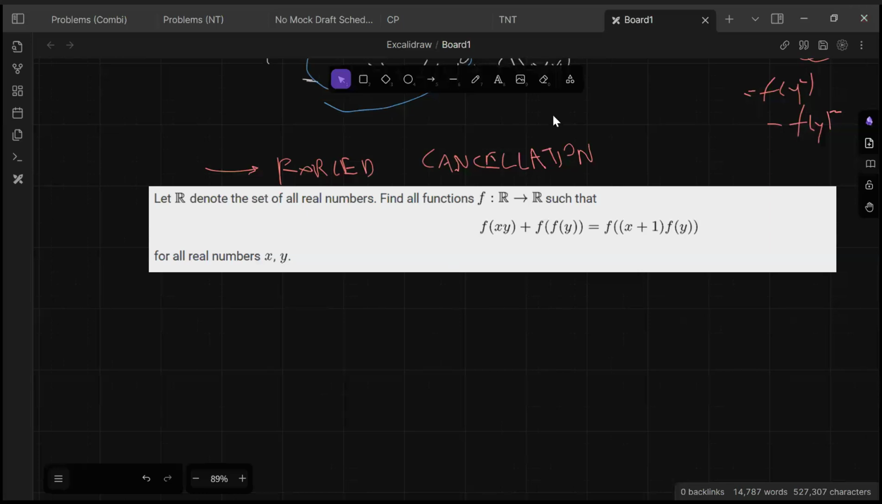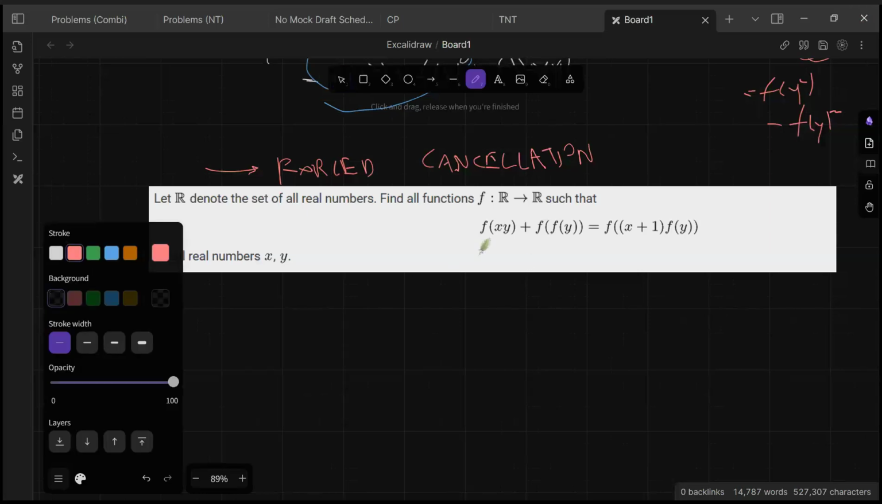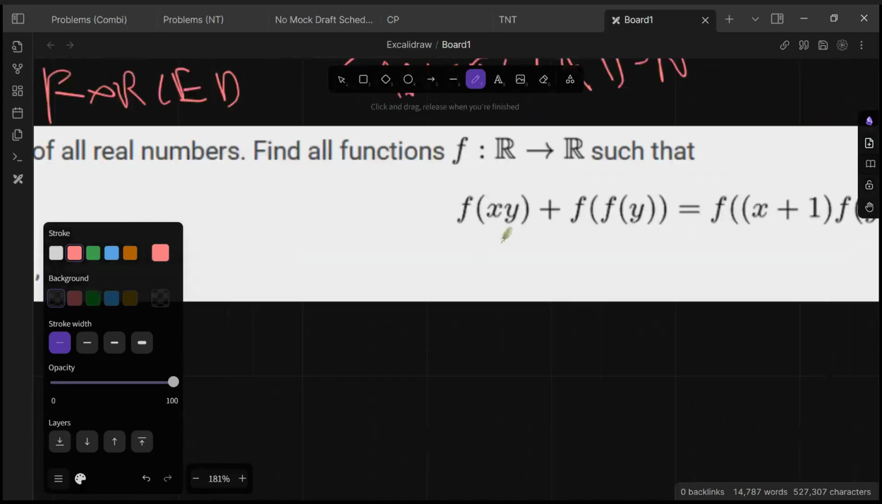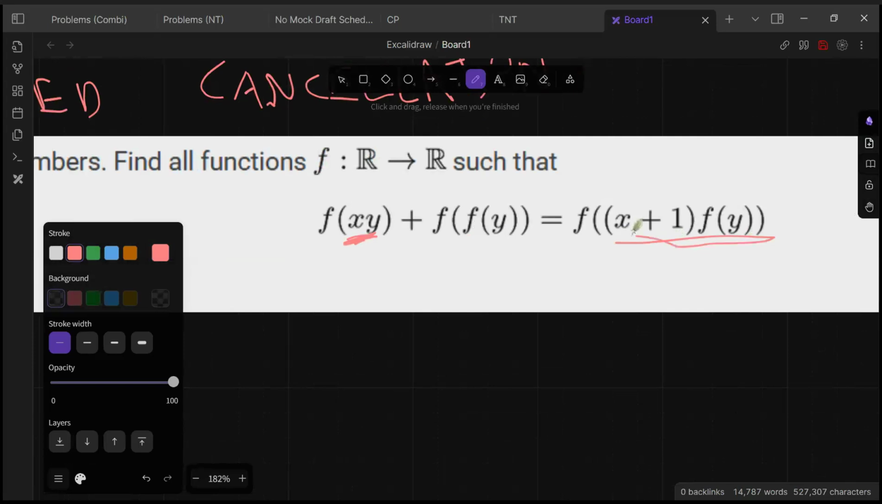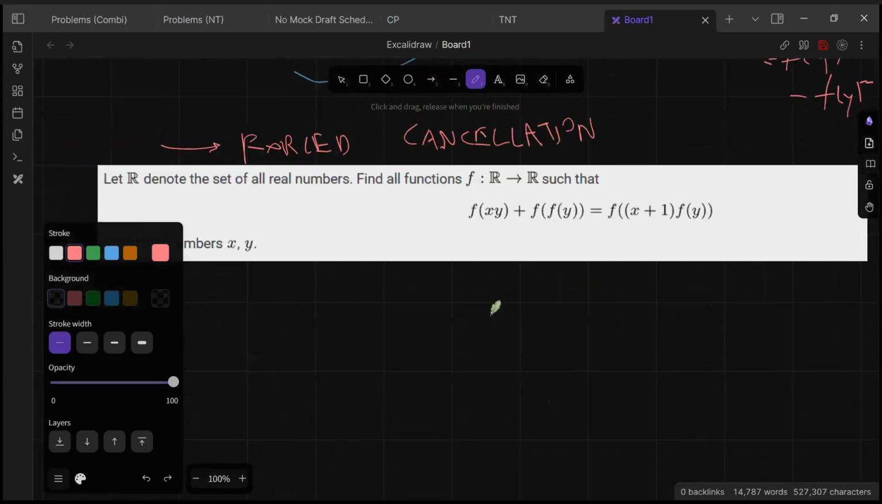Exactly. So forced cancellation means you're going to force something inside of the f to be equal to something inside of the other f, and when you force that to be equal, these two things will go away, and you'll get f of y, for whatever value of y you just put in, is 0. That seems really weird. So what do I exactly mean by that? What I'm trying to force is xy is equal to x plus 1 times f of y.